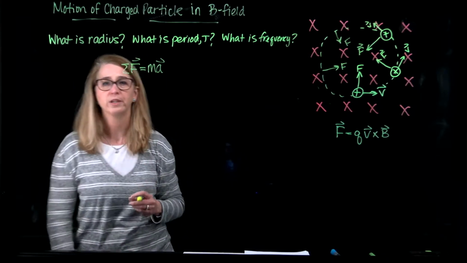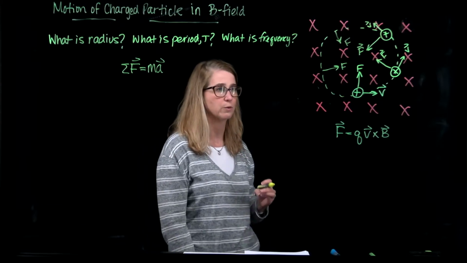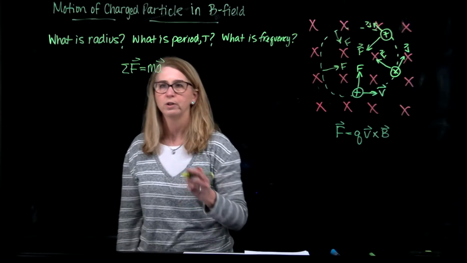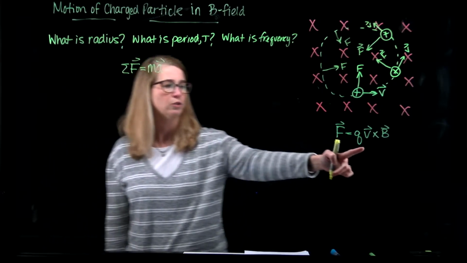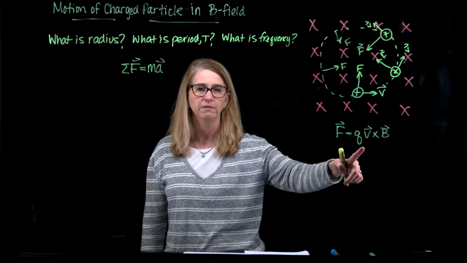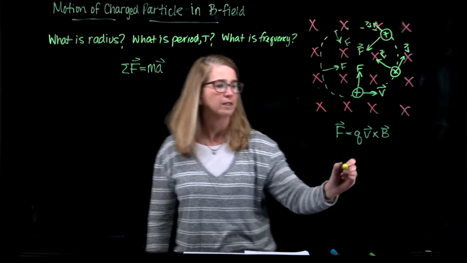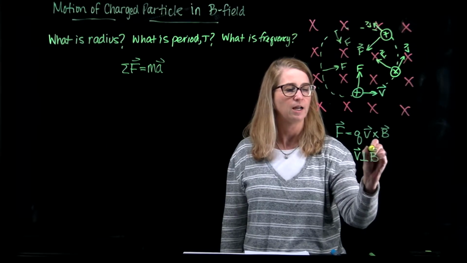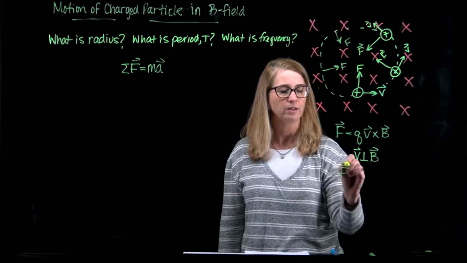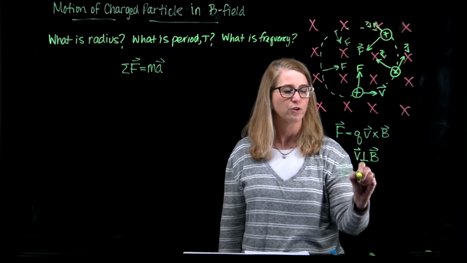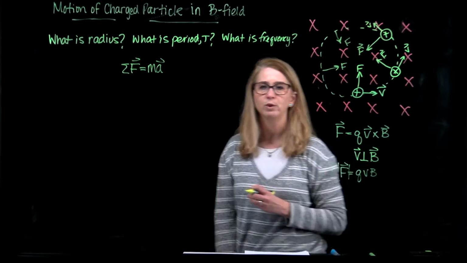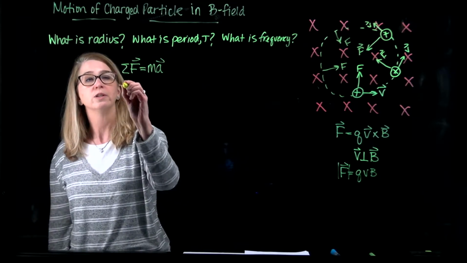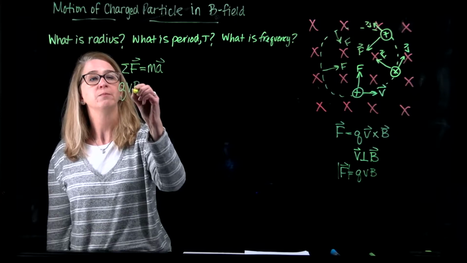And we're going to use the basic idea, Newton's second law, force equals ma. Now the force that's acting on the charged particle, of course, is the force due to the magnetic field. Because the magnetic field is perpendicular to the velocity, we can write the magnitude of this force as just qvB, because the angle between them is 90 degrees and the sine of 90 is 1. So on this side, we can put qvB.